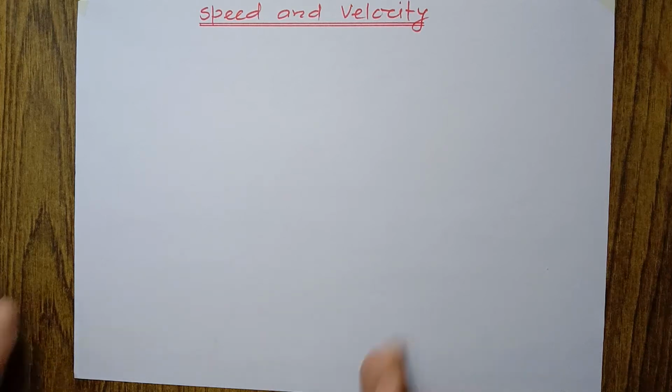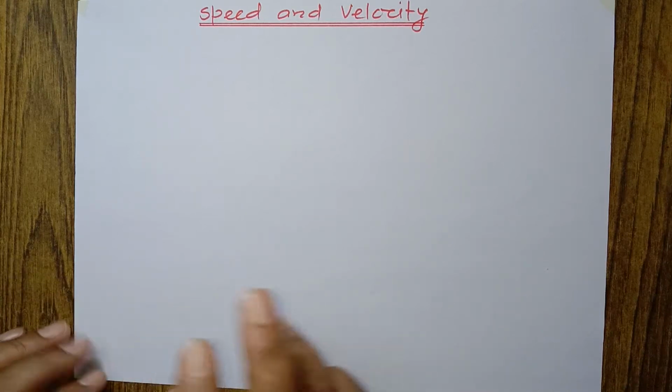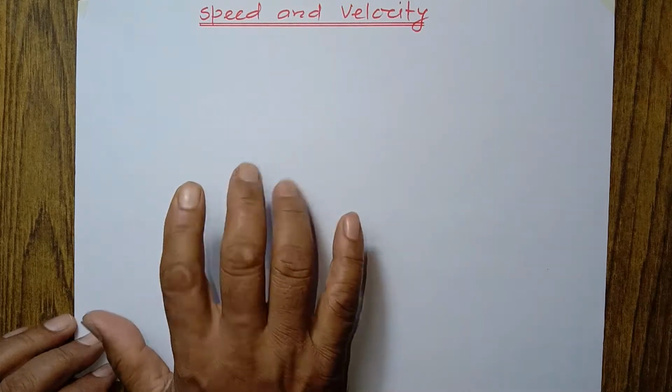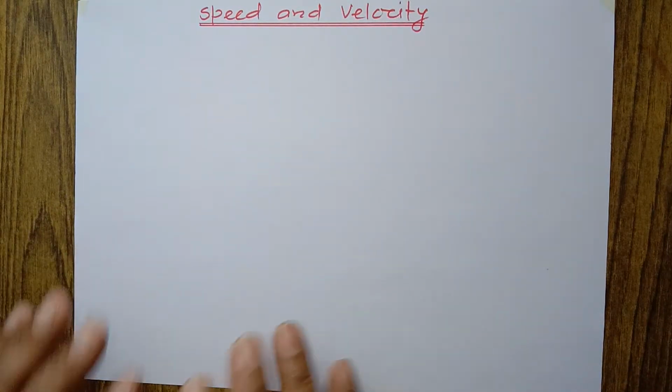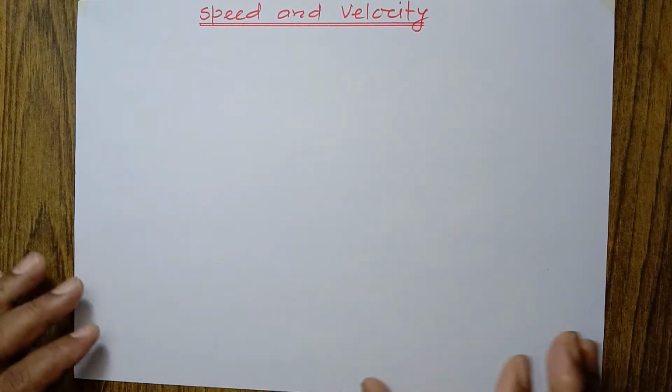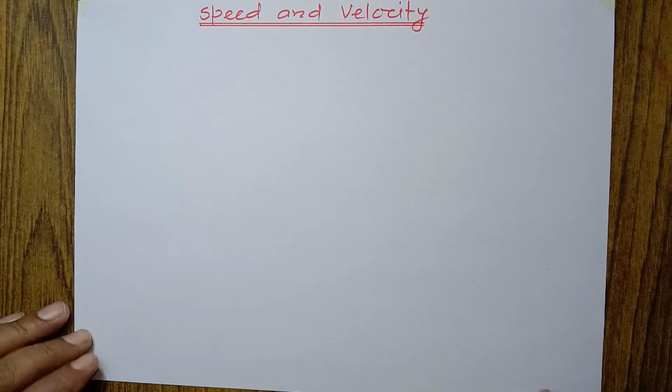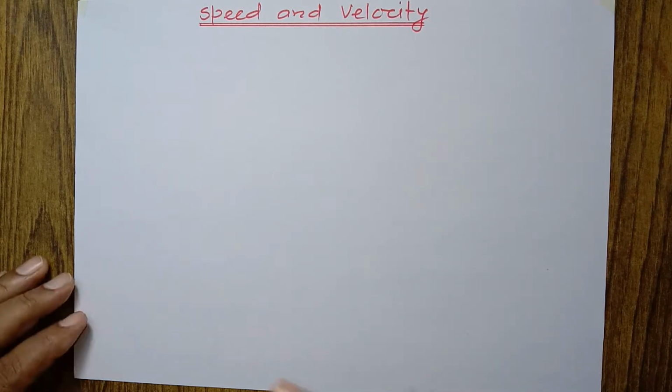Today we are going to focus on two physical quantities. They are speed and velocity. They have some similarity also. They have very different concepts also. I mean to say they are completely different physical quantities also. Even after this, they have a little similarity.